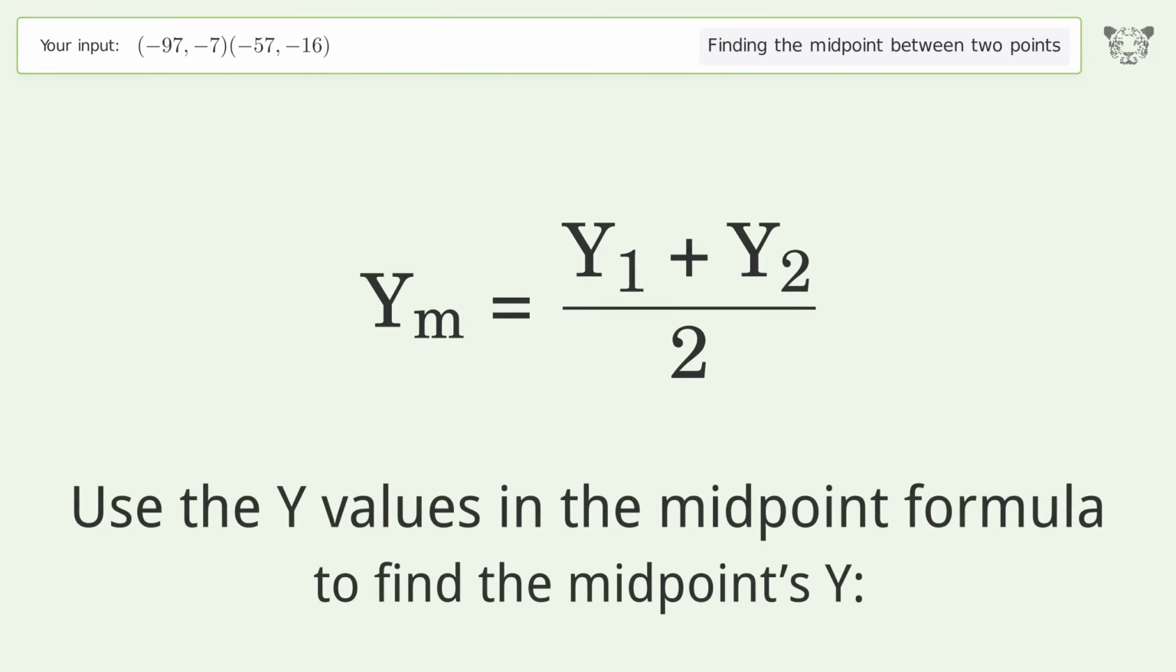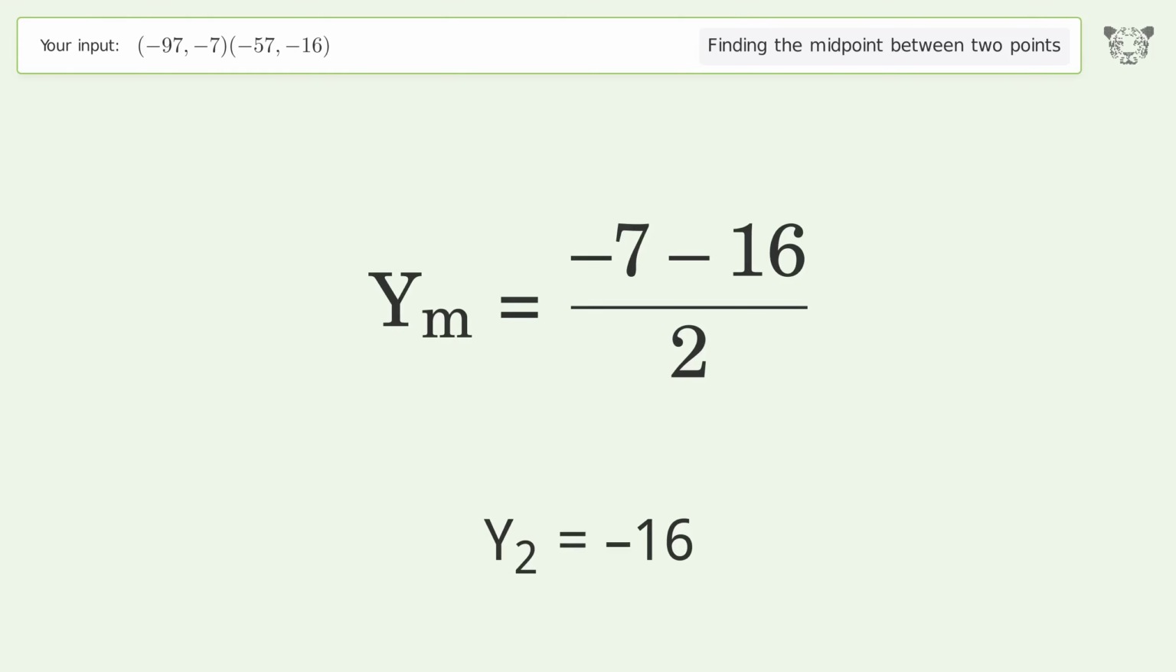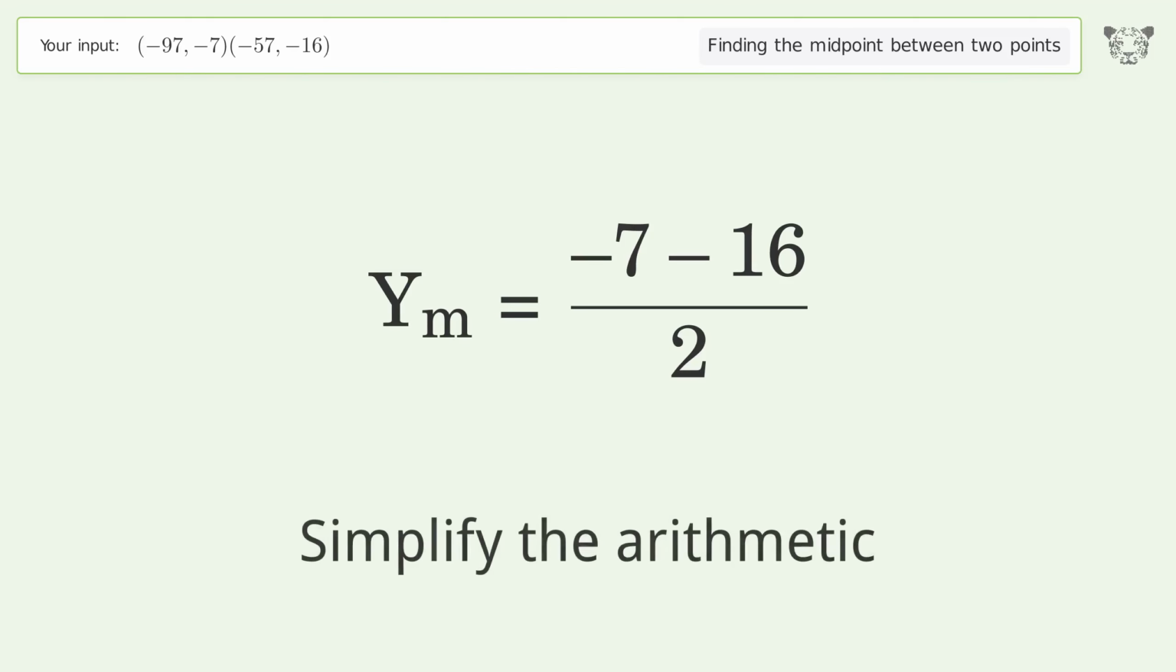Use the y values in the midpoint formula to find the midpoint's y. y1 equals -7. y2 equals -16. Simplify the arithmetic.